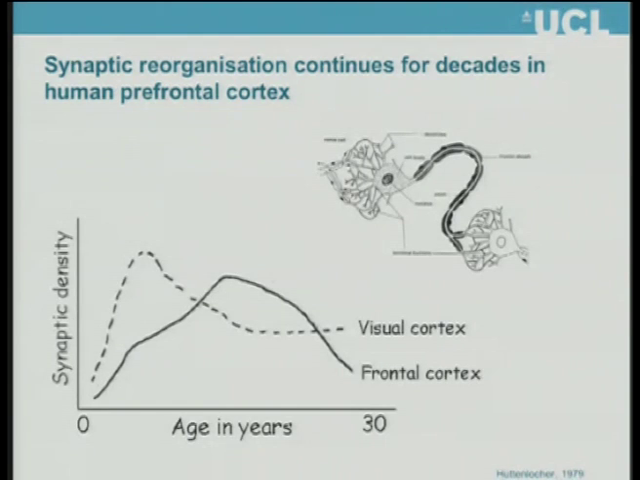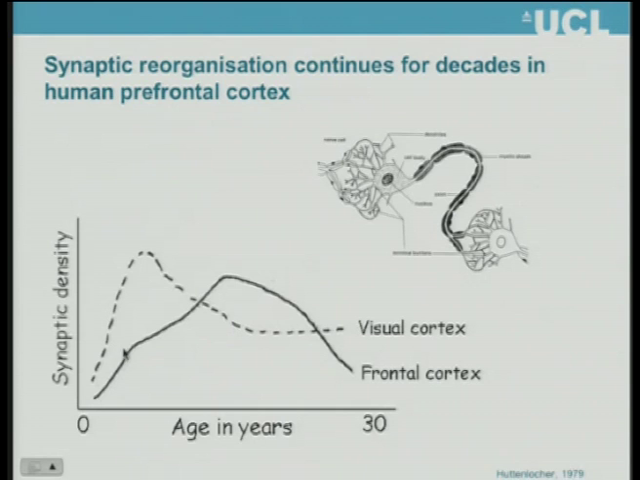So Huttenlocher studied post-mortem human brain tissue, and he counted the number of synapses. If you remember, these are the kind of synapses that he'd be counting, in different slices of brain tissue from different brain regions of brains of different ages. And what he found, if you look at the dotted line, is that in the visual cortex, so that's the part of the brain at the back that processes the visual world, synaptic density initially increases, so that's synaptogenesis, the generation of new synapses, until about mid-childhood, and then decreases again through the process of synaptic pruning until around age 10, after which it doesn't really change very much.